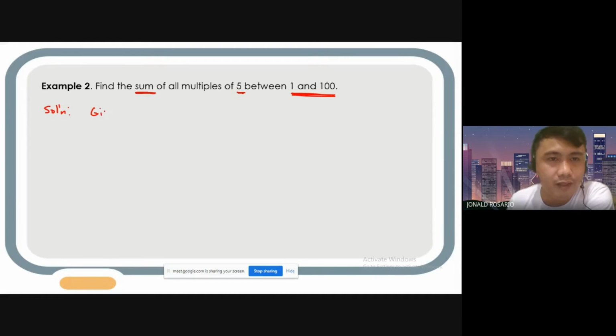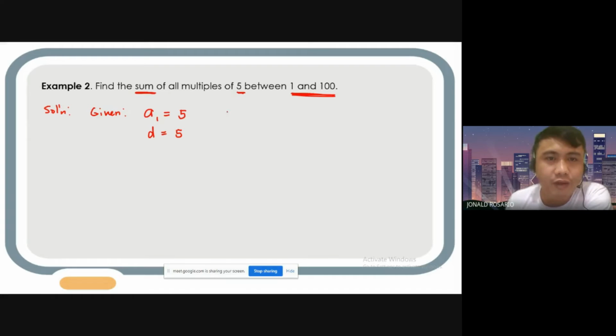So given ulit. Ang ating a sub 1, between 1 and 100. Okay, hindi siya 1 kasi 1 is not a multiple of 5. So 5 mismo. 5 is a multiple of 5, kasi 5 times 1. So a sub 1 is 5. And our common difference is of course 5, kasi 5 plus 5 makukuha natin yung pangalawa, which is 10. Plus 5 makukuha natin is 15. So common difference is 5.